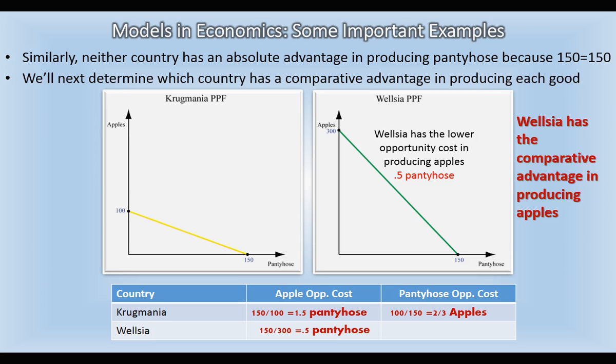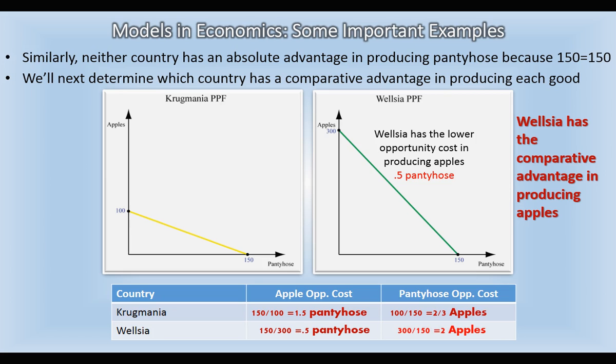And then we can do the same thing for Wellsia to figure out its opportunity cost for producing pantyhose. We can just take the reciprocal of its opportunity cost to produce apples. To produce apples, it was 150 over 300. So we just flip that, 300 over 150, which equals 2. Somebody said it, very good. So for Wellsia, the pantyhose opportunity cost is 2 apples.